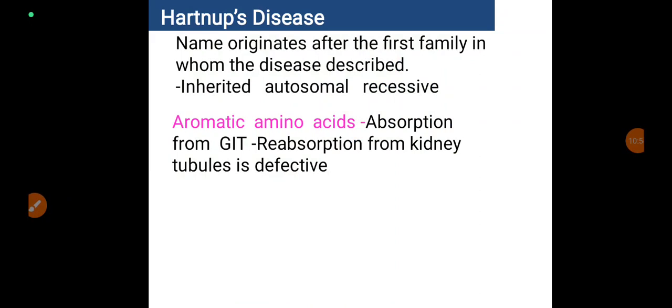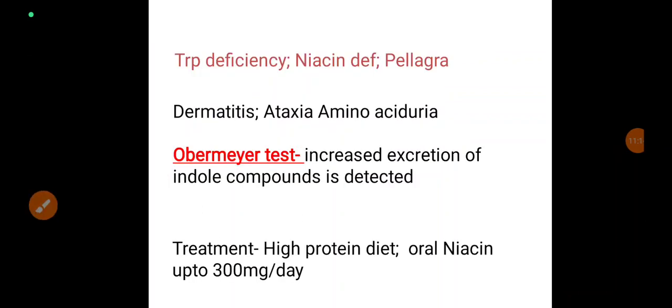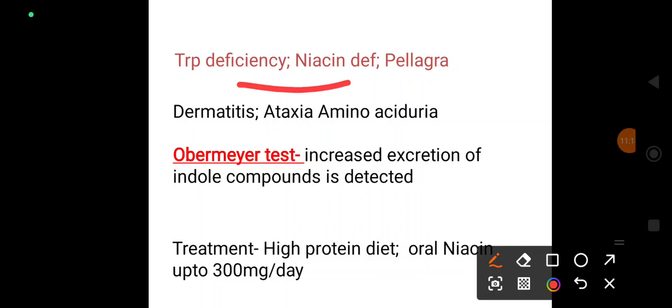The clinical condition Hartnup disease is named after the first family in whom the disease was detected. It is an inherited autosomal recessive disorder where the absorption of tryptophan is defective, as well as reabsorption from the kidney. So, when there is a tryptophan deficiency, we get niacin deficiency. The patient presents with pellagra-like symptoms. The patient will have dermatitis, ataxia, aminoaciduria.